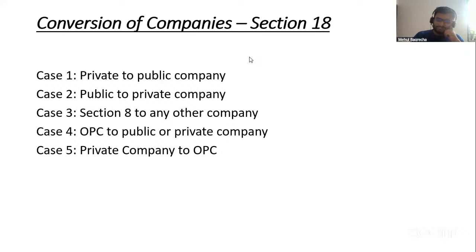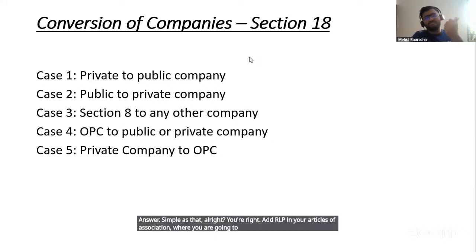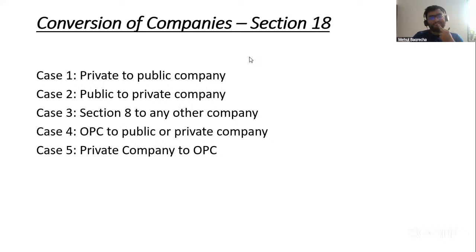Answer. Add RLP. Simple as that. All right, you're right. Add RLP in your articles of association where you are going to include restriction, limitation, prohibition. What else? Minimum number has to be reduced, right? Number needs to be reduced. Has to be reduced. Correct?